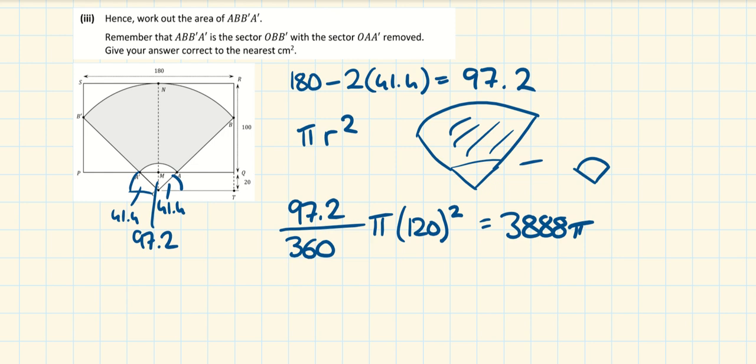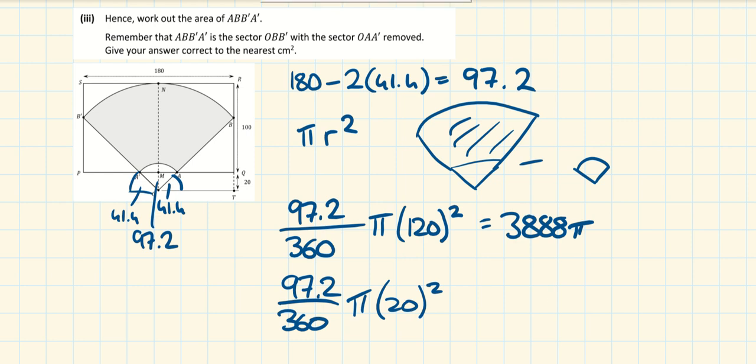Okay, but that's the big bit, and you also need the small bit. So we need to do the same thing, 97.2 over 360 pi, and then the small radius squared is just 20 squared. That's not exactly right. So one second. Sorry, the radius is not 20. That's just my mistake there.